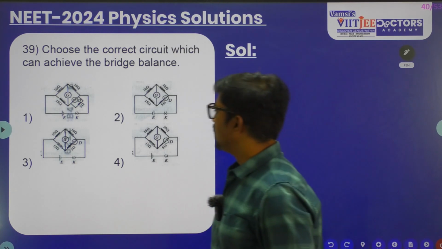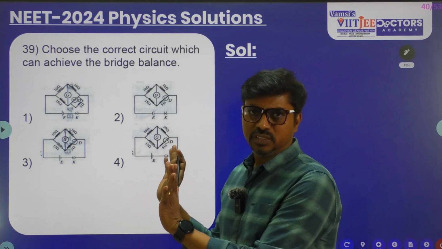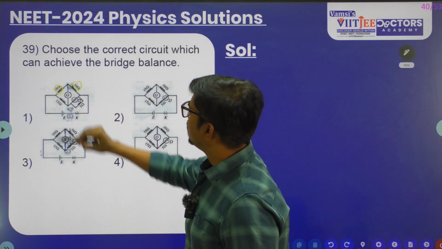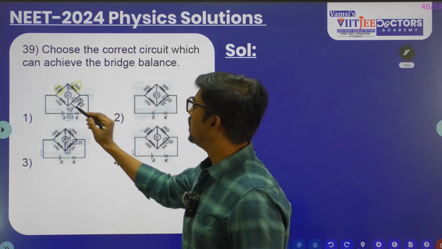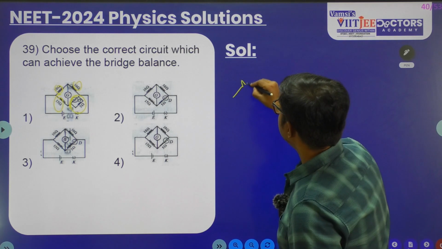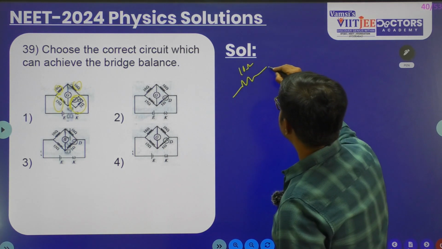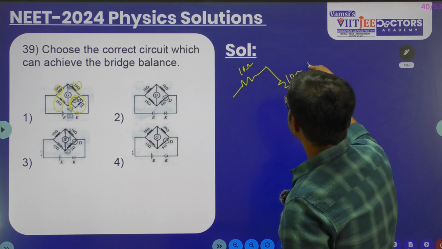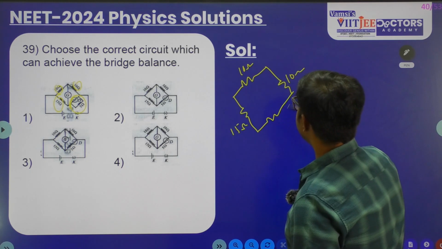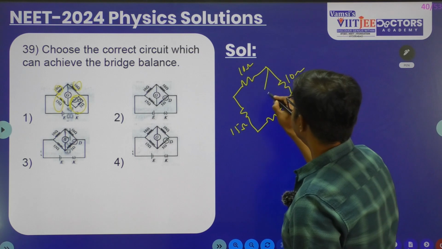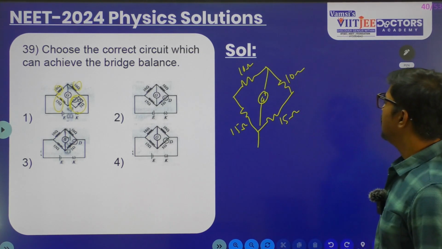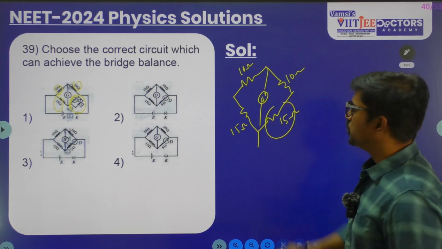So what is it saying? It's a balanced Wheatstone bridge. You know that you have 10 ohms here, 10 ohms here. Equal resistance, meaning if you have 15 ohms here, here also you should have 15 ohms. You have 10 ohms, 10 ohms. So here you have 15 ohms. For it to be balanced, you should have 15 ohms here also. That is the point that you need to know. So this has to be 15 ohms.